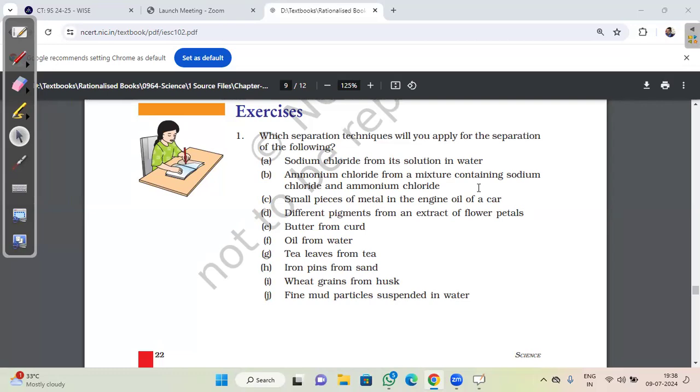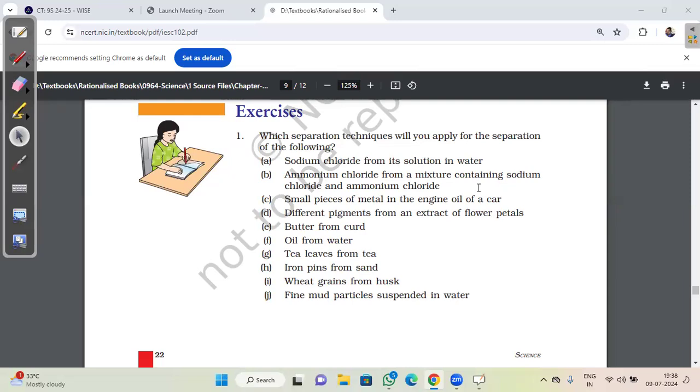Oil from water. By separating funnel, that is decantation. So decantation uses a separating funnel. Then tea leaves from tea. Filtration, filter paper. Filtration, okay.